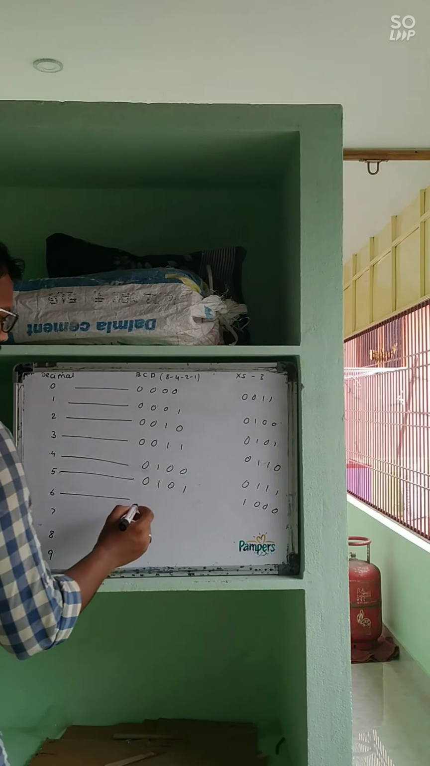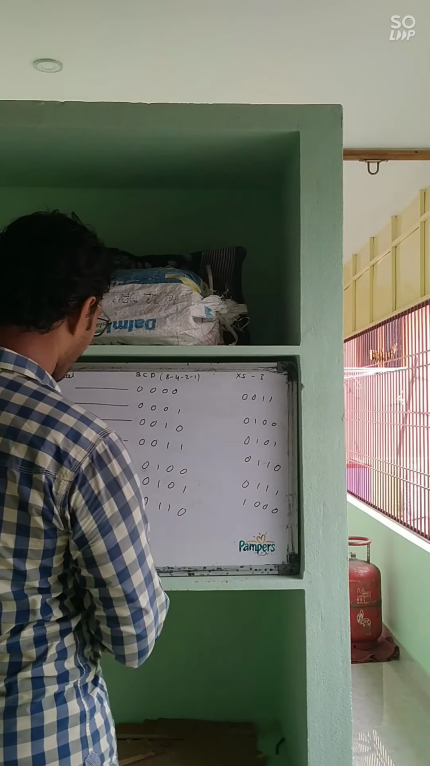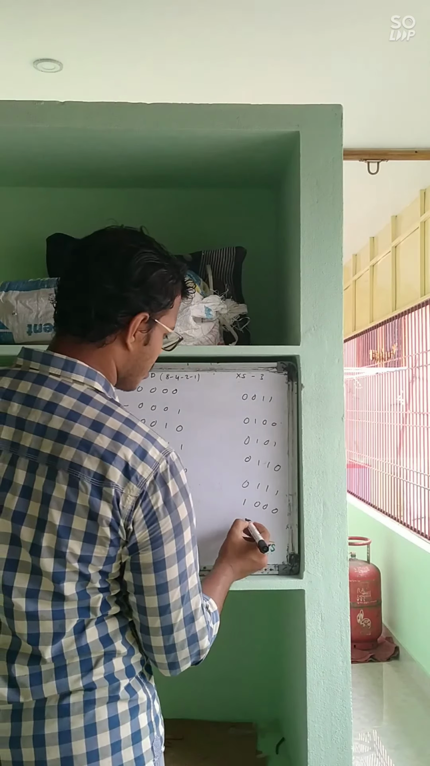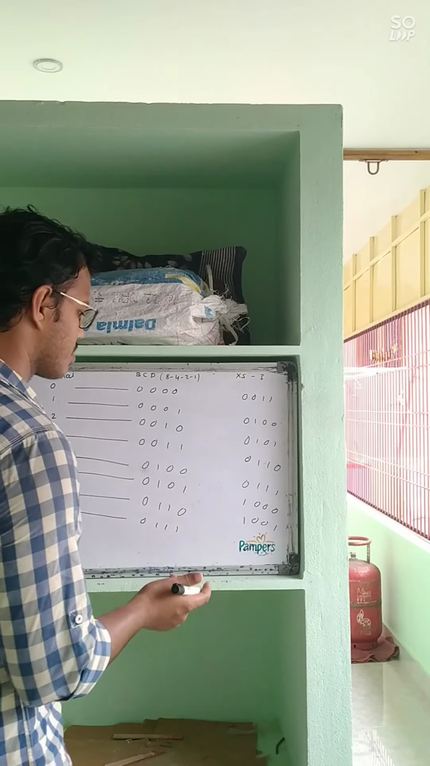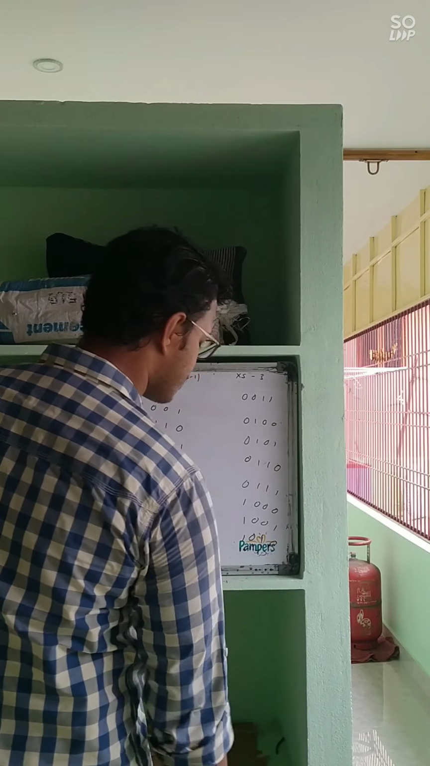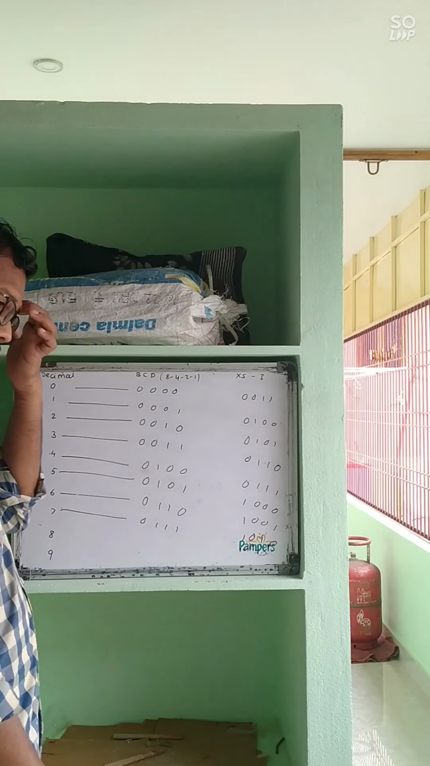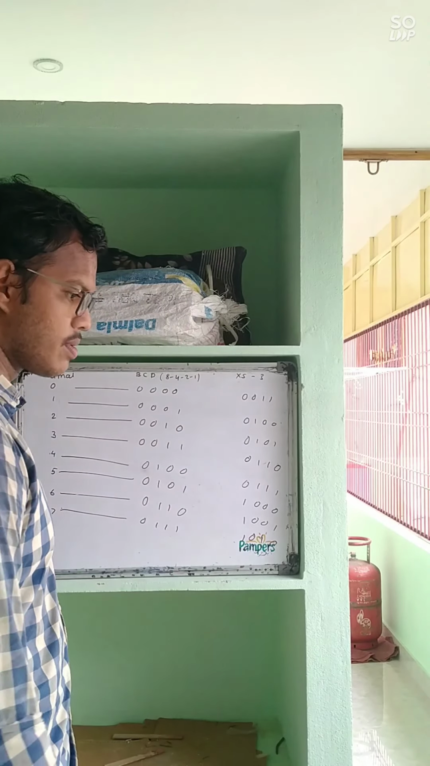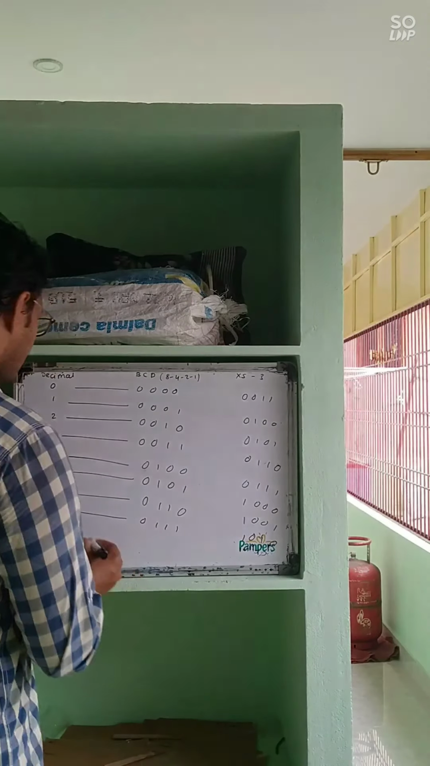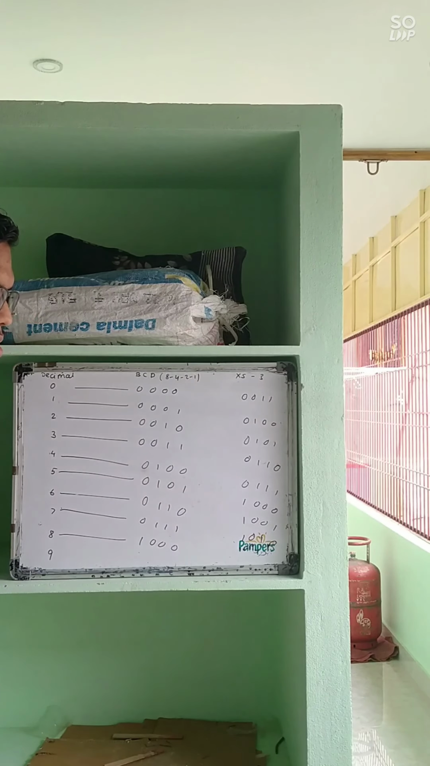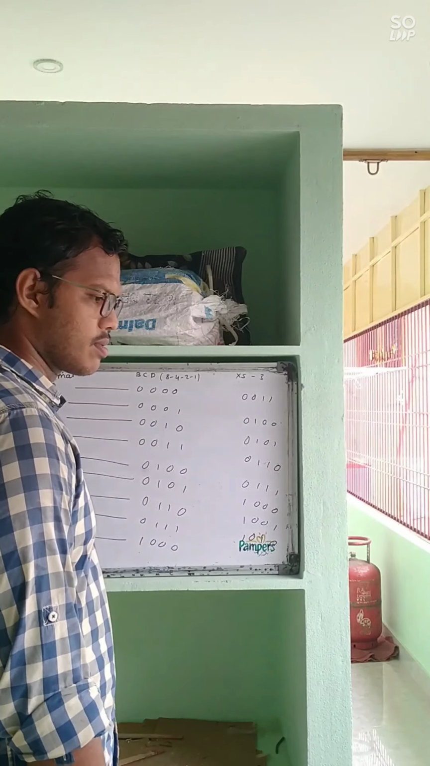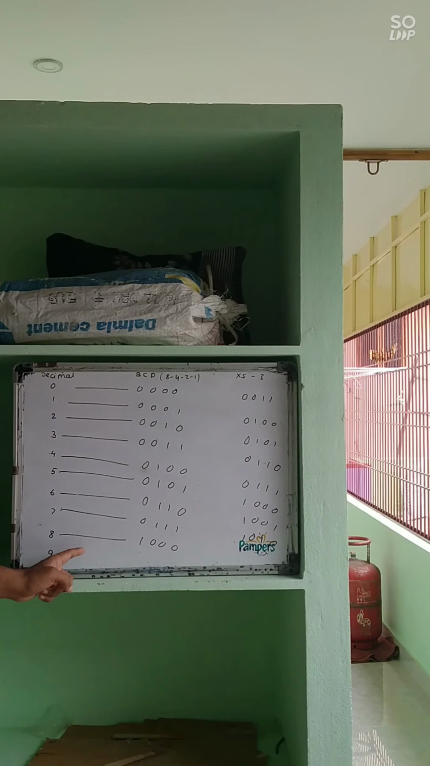So 6, how do we write 6? 0 1 1 0. We add 6 plus 3 means 9, 1 0 0 1. 7 is 0 1 1 1. 7 plus 3 means 10, 1 0 1 0. Okay, 8 means 1 0 0 0. Then 1 1 0 0.